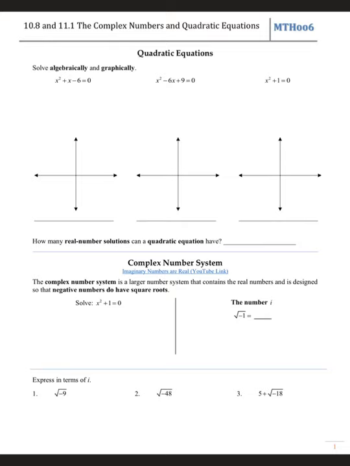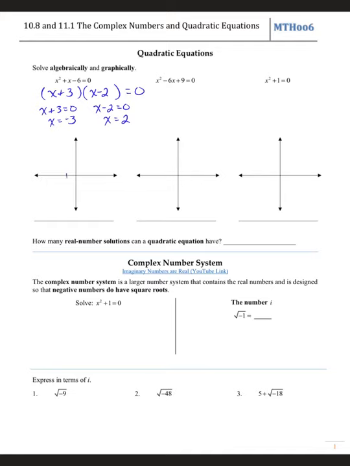Now, keep in mind, to solve these algebraically, we have to start by factoring. Well, we know that x squared plus x minus 6 factors into x plus 3 and x minus 2. Then, using the principle of zero products, we set each of these factors equal to 0, and then we solve for x to get x equals negative 3 and x equals 2. That tells us where this graph will cross the x-axis.